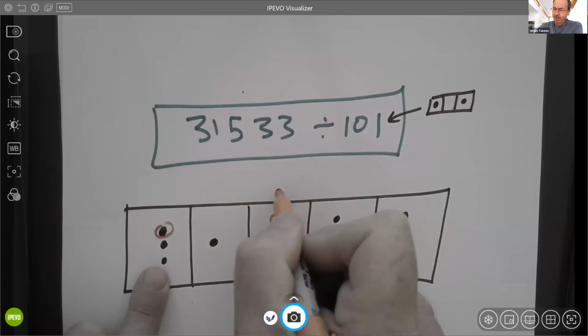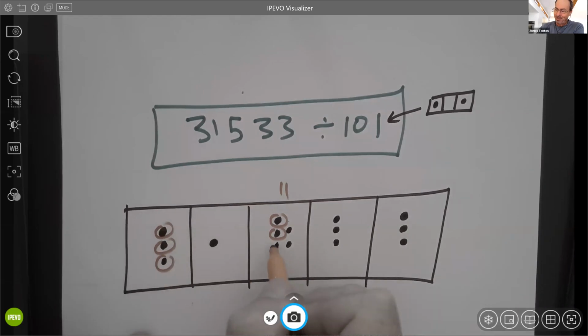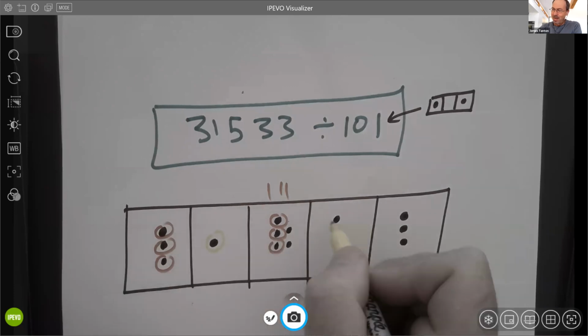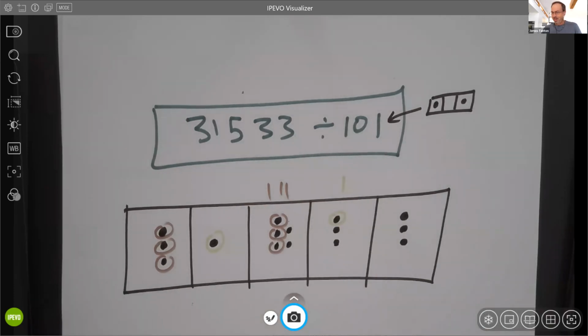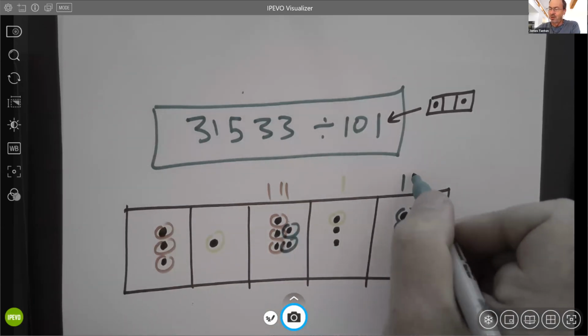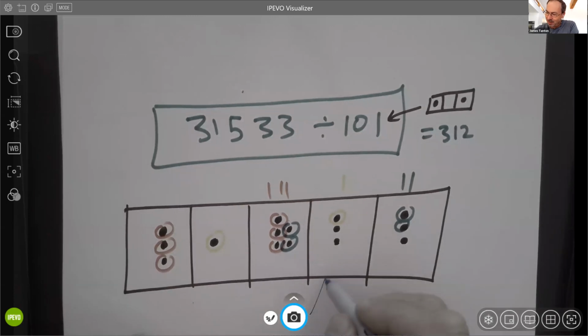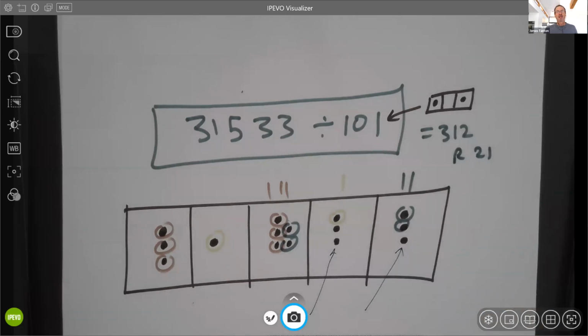1 blank 1, there's 101. 1 blank 1, there's 101. Uh-oh, keep going, keep going. 1 blank 1, there's 101. You're right, it is 312 with a remainder of 2 dots here and 1 dot there. So that's a remainder of 21. Beautiful. So it's actually 312 and 21 101s.